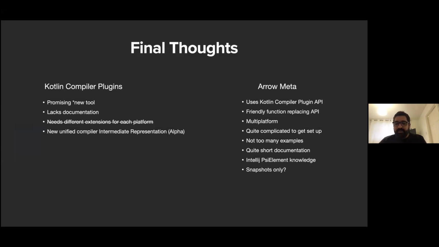And lastly, for some reason, and maybe this is a mistake I made, I could only find snapshots of their artifacts. For some reason, I couldn't find release versions. You can find them on the Maven repo website, but when you try to download them, they're just not there. I don't know if maybe I didn't add the proper repo or something, but I could only find snapshot versions.